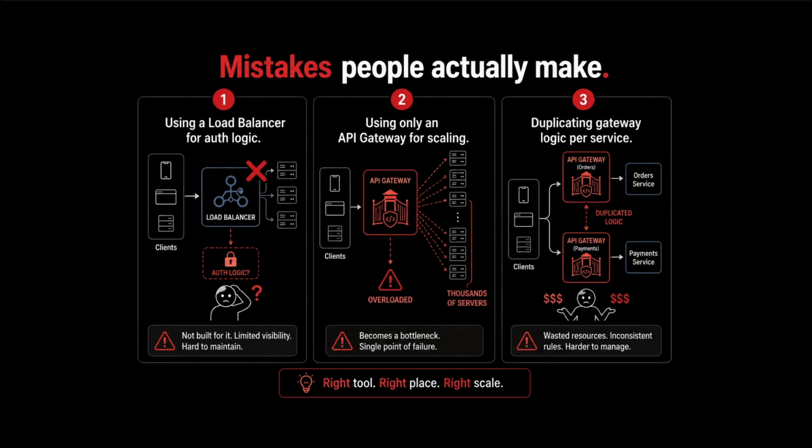Third, this one's a little subtle, that is duplicating gateway logic across services. So each team builds their own little mini gateway. Now you've got auth logic in 10 different places and you're maintaining all of it. That's why centralized gateways exist. Put the cross-cutting concerns in one place.